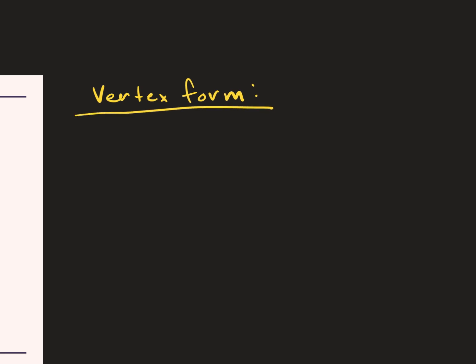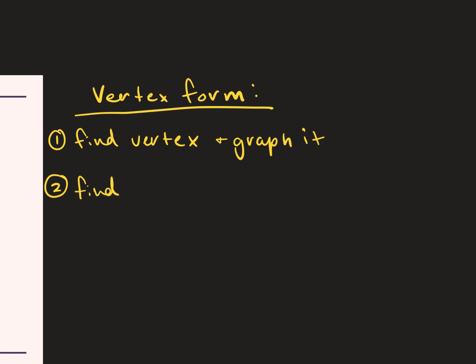You can either write this down or when I'm done, take a picture of it, but I would definitely make sure you have this in your notes. So step 1 is find the vertex and graph it. Step 2, find the axis of symmetry, which I'm going to call AOS. I'll say find the axis of symmetry and graph it.